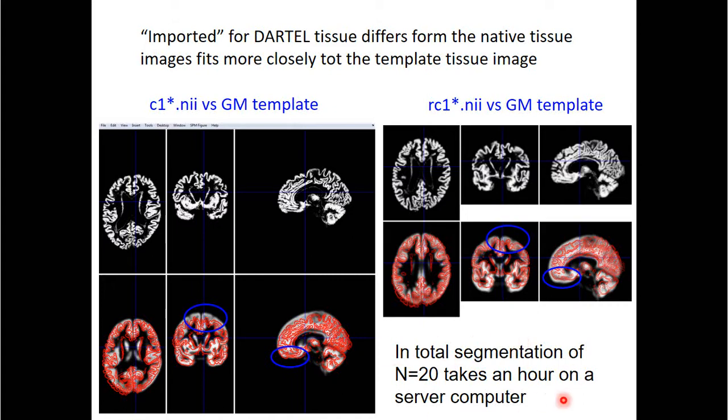Segmentation, because it requires all those normalization steps, is an extremely long procedure. In the manual, they just stress the DARTEL sluggishness, but in fact they are the same. So for 20 subjects, it needs an hour, and this hour means an hour on the server. It is not on a personal computer. On a personal computer, it will take a few hours.